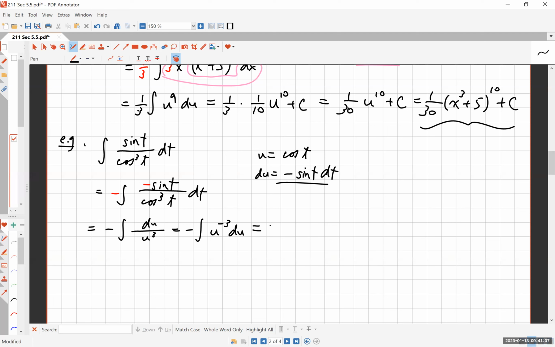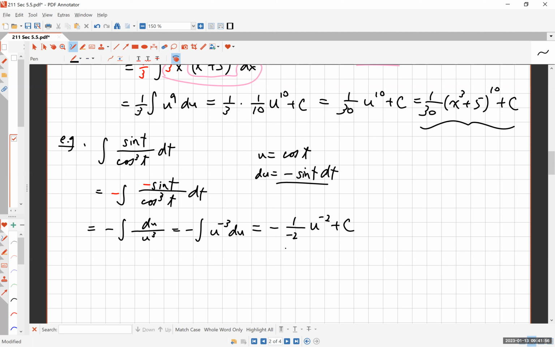How simple, how much more elegant this is, right? Now you have to watch out, you have to add 1 to negative 3, and that's not negative 4, right? It's negative 2, and that has to be in the denominator. Oops. And then u to the negative 2 plus c.